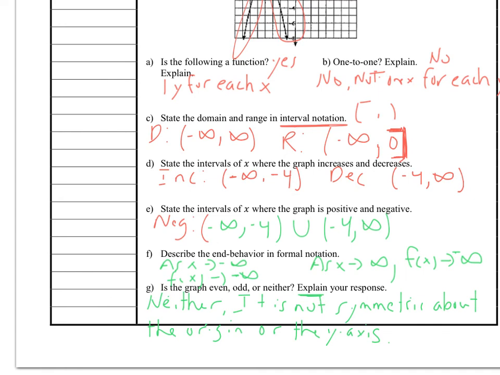So neither, it is neither even nor odd because it is not symmetric about the origin or the y-axis. You could just say because it's symmetric about the line x equals -4, but that doesn't really explain what the other two are.